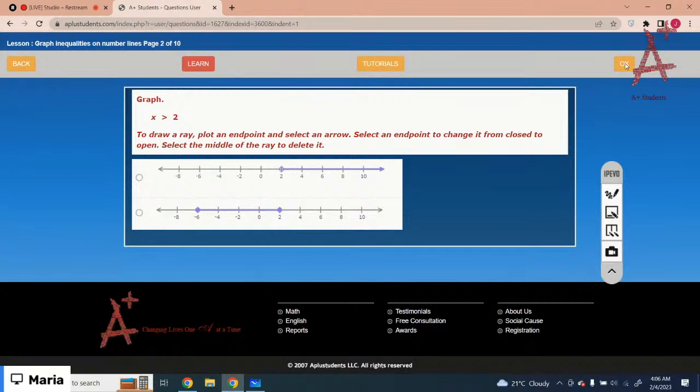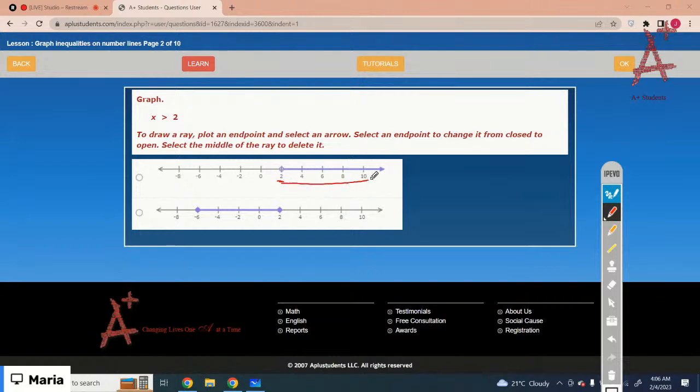Okay, x is greater than 2. Got it? That means x cannot be 2. So 2 has an open circle and also x is greater than 2. So the graph must be pointing at the right hand side, because on the right hand side you have all the values that are greater than 2. Got it? So the correct option is the first one. Got it?